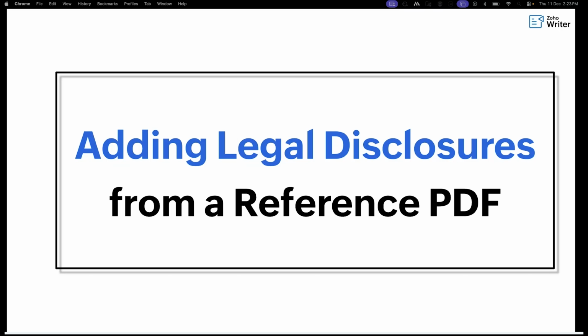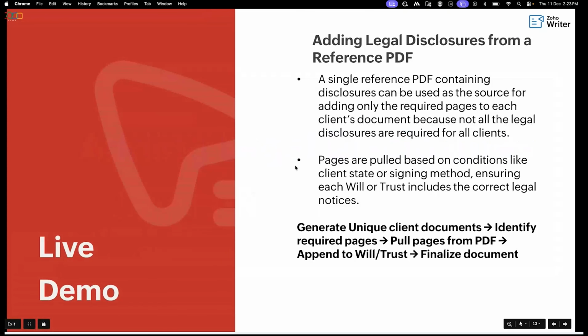Many firms maintain a single reference PDF that contains all these disclosures, but the challenge is that not every client needs every page. Let's take, for example, out of state clients may only need general disclaimers or privacy policies, while some other clients in California may require an additional state-specific notice. Similarly, if a document is not signed electronically, a notary instruction page may need to be added. So, Sam, is it actually possible to pull only a specific page from a PDF and automatically append it to a client's will or trust?